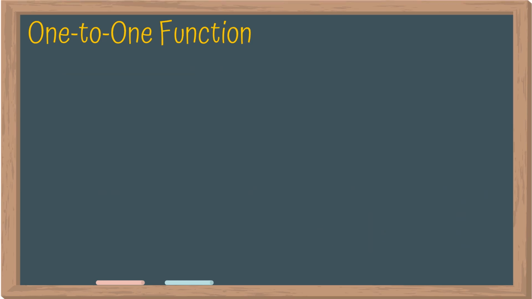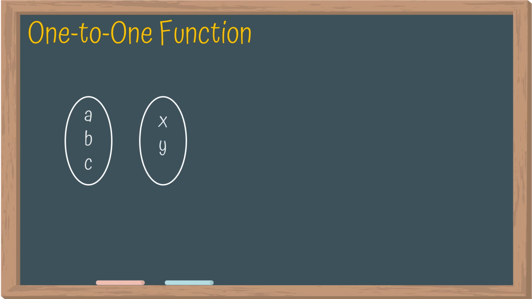Okay, so now let us check the following functions whether they are one-to-one functions or not. First one, we have here the domain and the range expressed by mapping. So, by looking at this, we can see that each element in the domain is paired with exactly one element in the range. However, this element y is paired with two elements in the domain which are b and c. Therefore, we can say that this is not a one-to-one function.